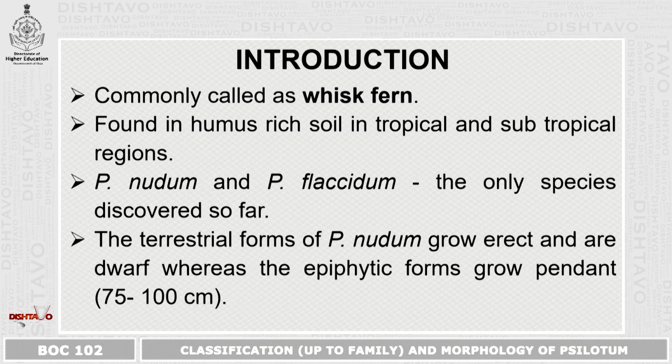Introduction. Xylotome is commonly called whisk fern. It is found in humus-rich soil in tropical and subtropical regions. Xylotome nudum and Xylotome flaccidum are the only two species discovered so far. The terrestrial forms of Xylotome nudum grow erect and are dwarf, whereas the epiphytic forms of Xylotome grow pendant, about 75 to 100 cm long.